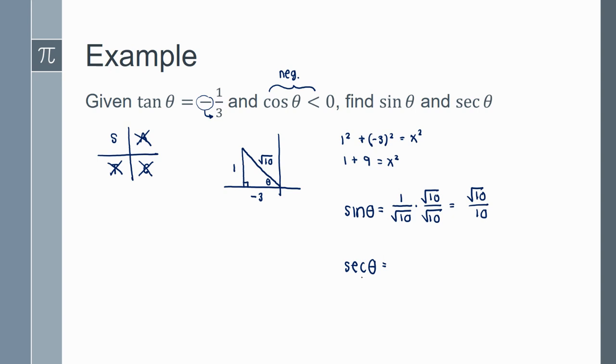So now I want secant. Remember, secant is the reciprocal of cosine. So that means if cosine is adjacent over hypotenuse, I want hypotenuse over adjacent. So the hypotenuse is the square root of 10, and the side adjacent would be negative 3. So square root of 10 over negative 3 is my answer.